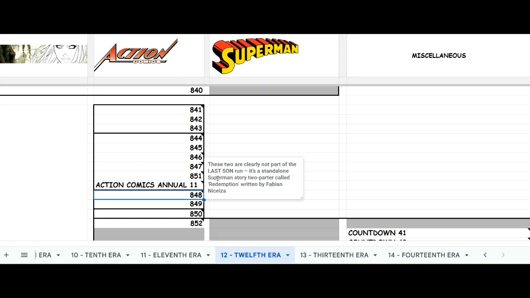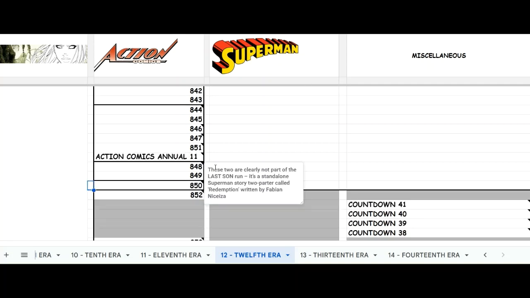This is an arc called Redemption. It's a standalone Superman two-parter written by Fabian Nicieza. And yeah, it's issues 848 and 849. The next issue to read after that, and like I say, I would read Last Sun all the way through, and then I would go back and read 848, 849, and I would also read 850.